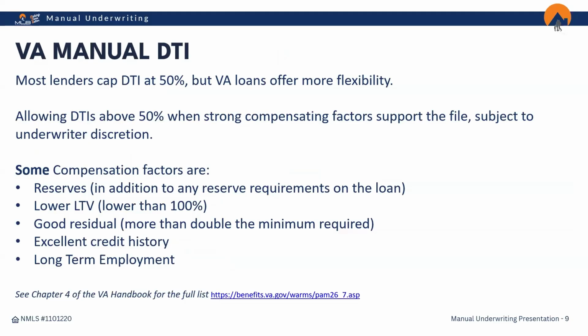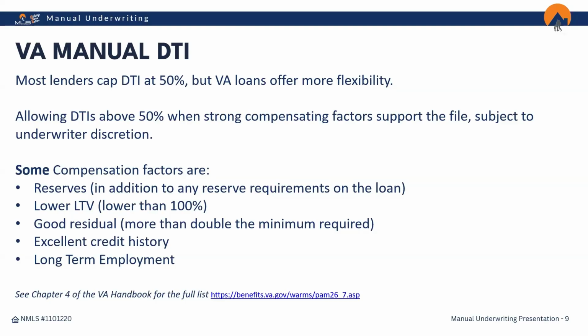From a DTI standpoint, most lenders cap the DTI on a VA manual underwrite at 50%, but VA does allow a little bit of flexibility in there. So there can be situations where our underwriters here at MLB will allow for a DTI that's even over 50% on VA specifically if we have those extremely strong compensating factors. But it's all based on underwriting discretion. So that's something to keep in mind.